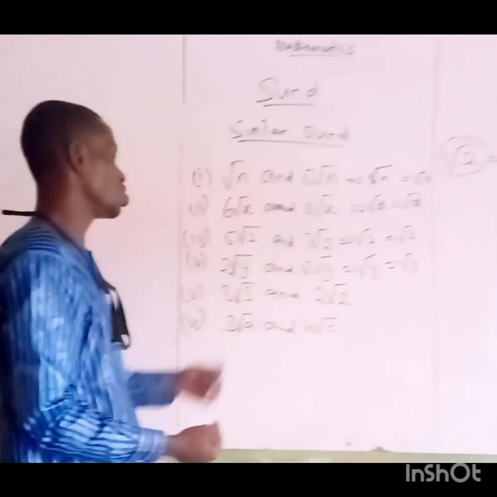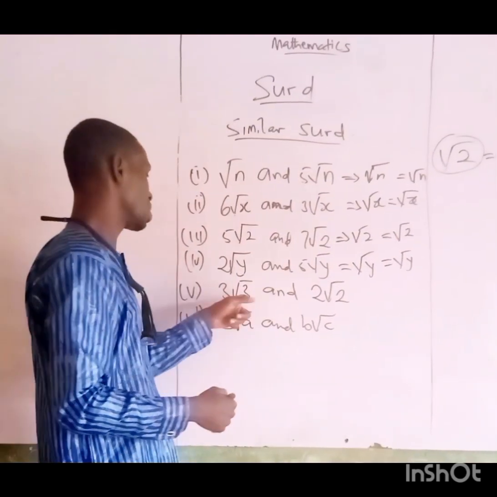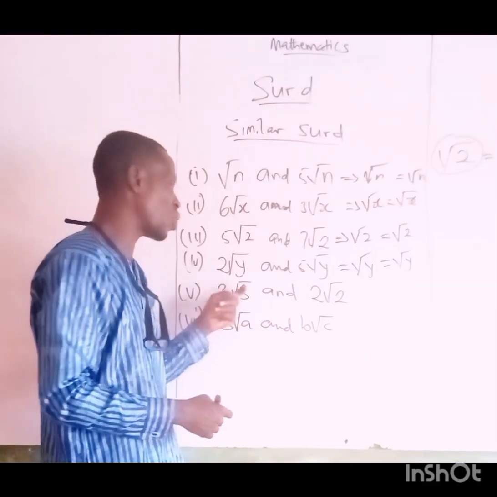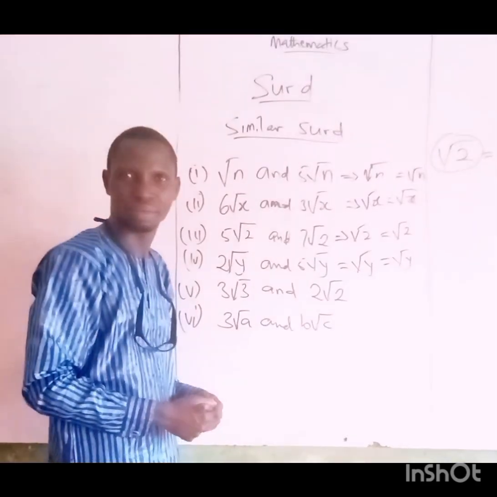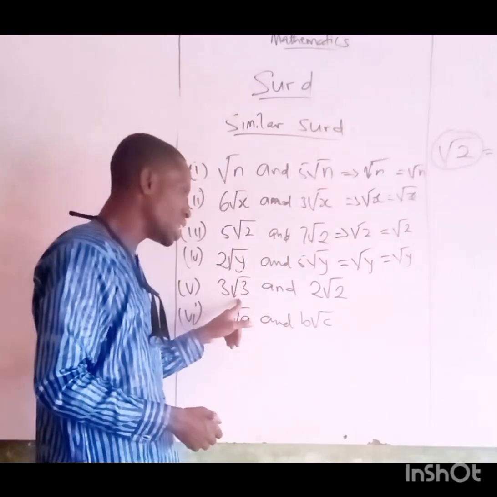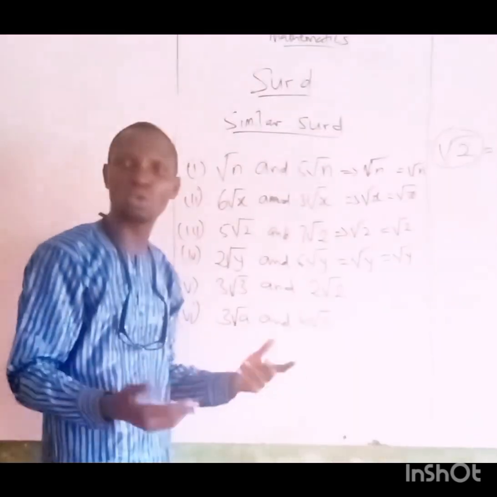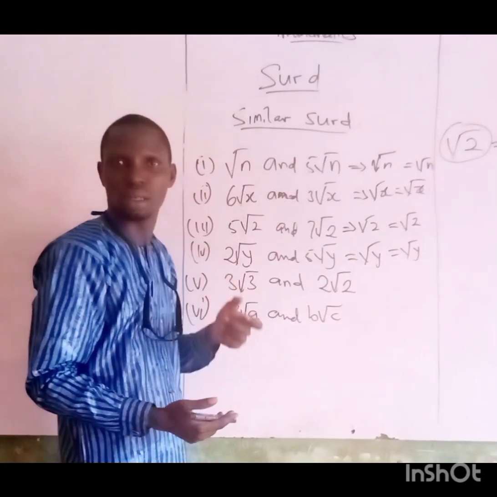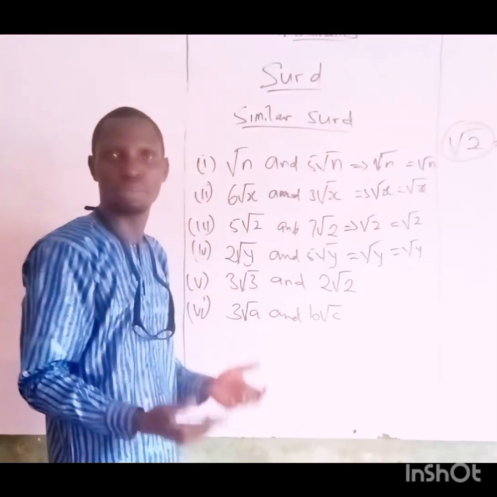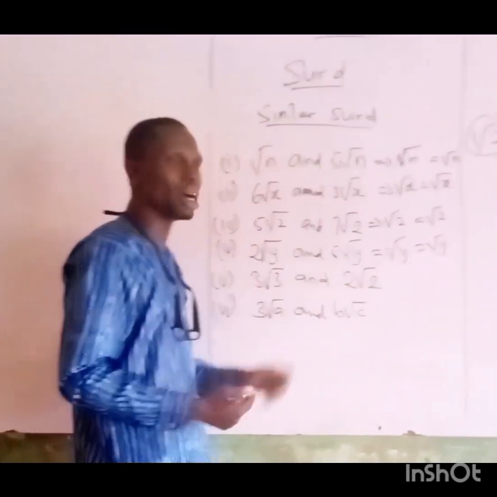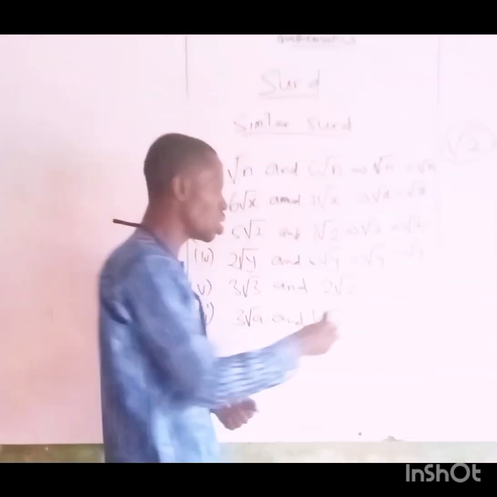Now when you look at this number, you see that this one is root 3, this one is root 2. So these surds are not similar. I hope you understand what we are doing now. Root 3 and root 2 are two different irrational numbers. When you see this surd and this surd, they are two different surds because the irrational numbers are not the same. So this is what this implies.